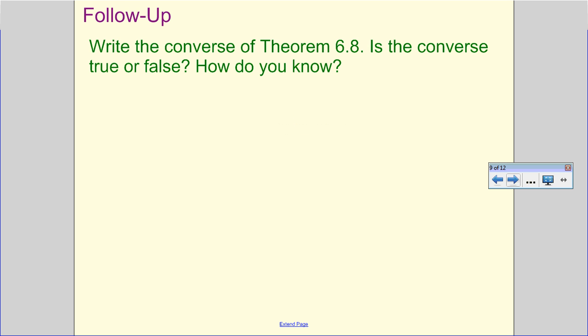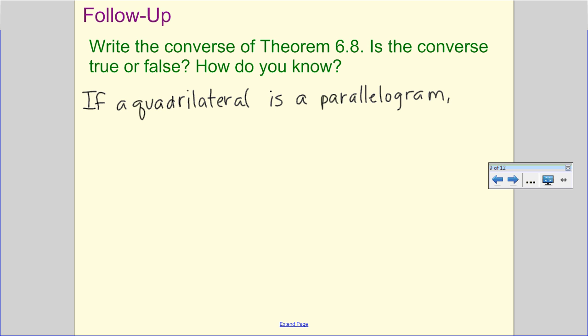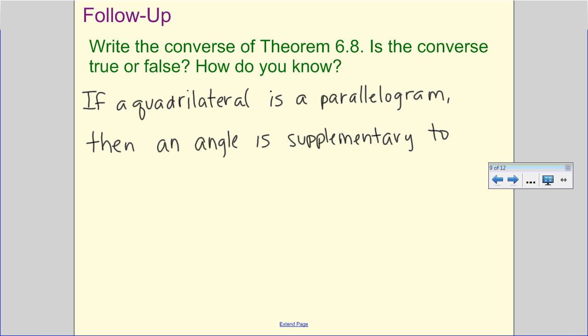So for the follow-up here, we want to write the converse of theorem 6.8. Is the converse true or false? And how do we know? So theorem 6.8 says, you know, if consecutive angles are supplementary, then it's a parallelogram. So we're going to start with if a quadrilateral is a parallelogram, then an angle is supplementary to both of its consecutive angles.